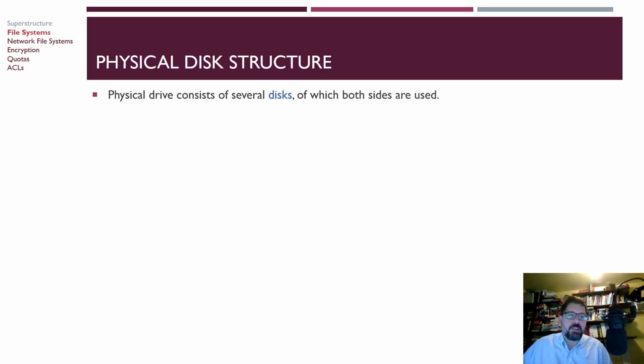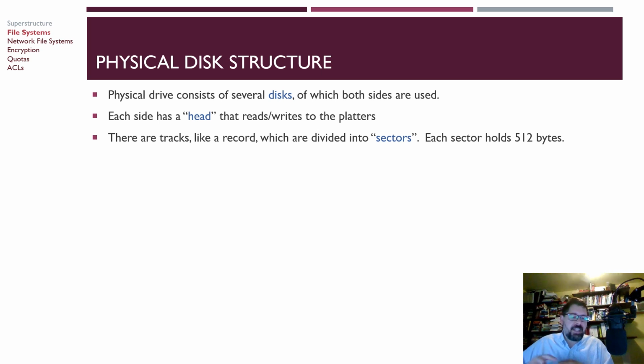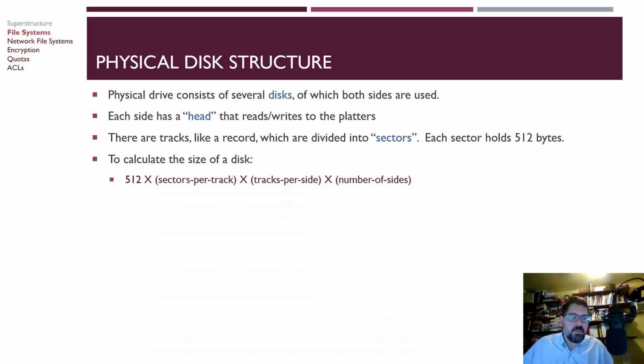Now, the physical disk structure. A physical disk consists of basically several disks, right? The physical drive is a bunch of disks, right? And I'll show you this in a picture here in just a second. Each side of those disks has a head that reads and writes from the various platters. And then there's tracks, which are kind of like a record. You have these concentric tracks, which have sectors. Each sector has 512 bytes. You could calculate the size of a disk if you know the number of sectors per track. You multiply that by 512, the number of tracks per side, and then the number of sides you have on those platters, and you've got the size of your disk, right?